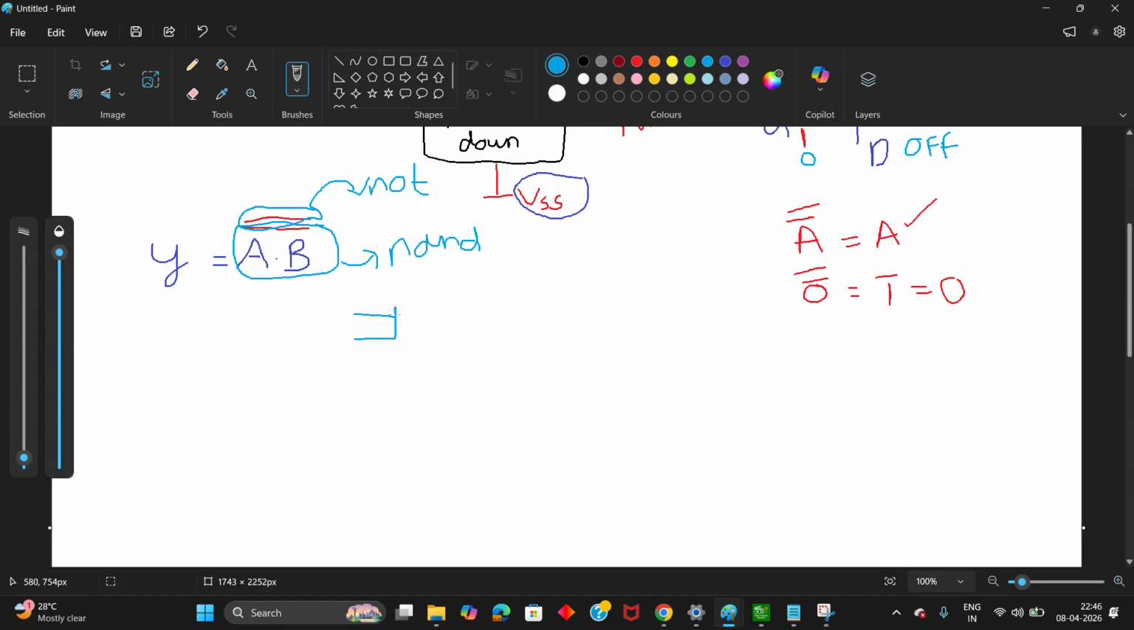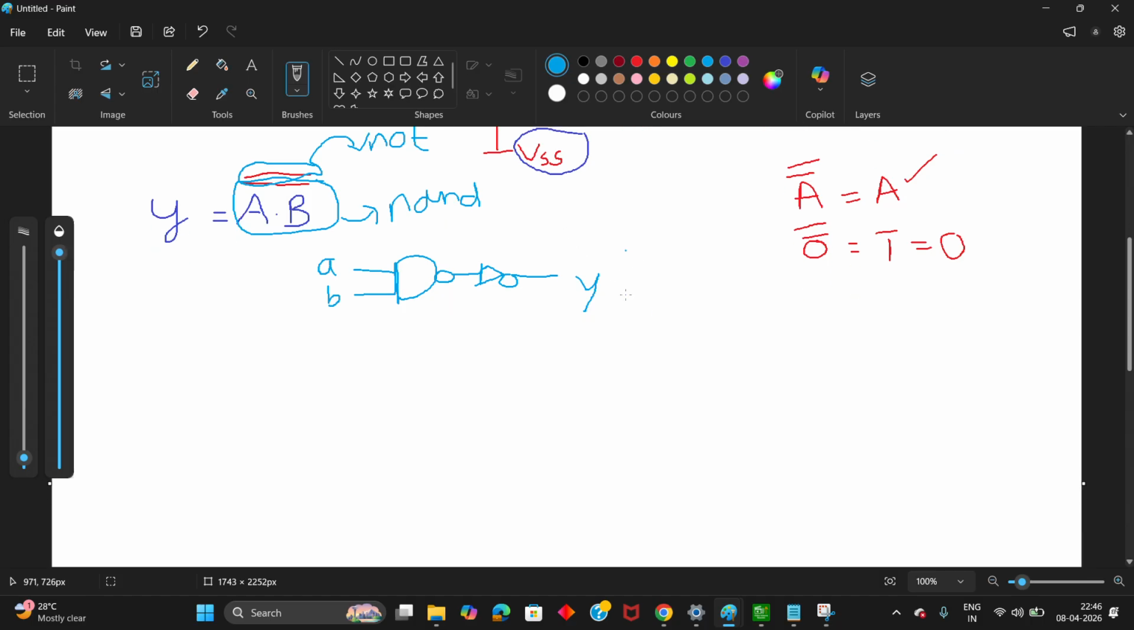You are going to take the NAND gate and connect the NAND gate output to the NOT gate. We are going to apply the inputs to the inputs of the NAND gate, and we are going to get the output at the output of the NOT gate. We are going to get the AND operation. This is how we are going to design.